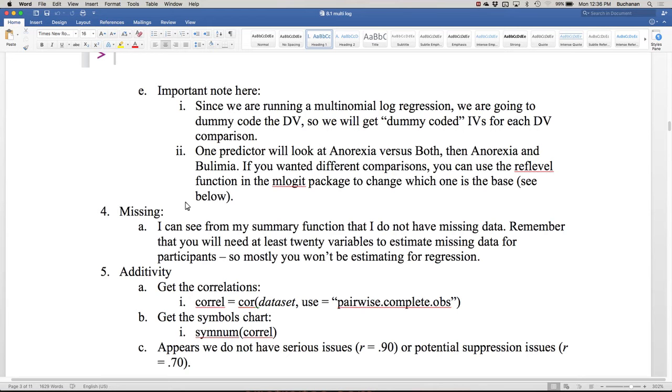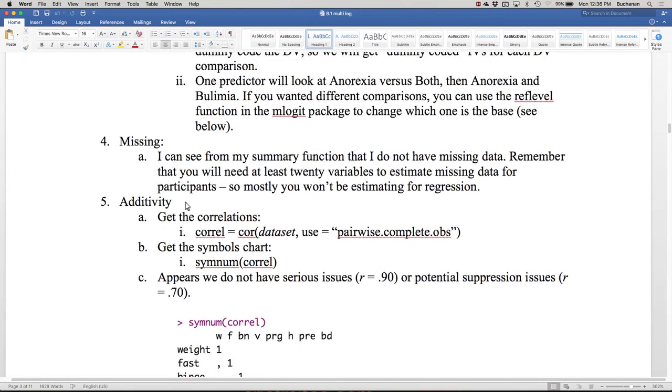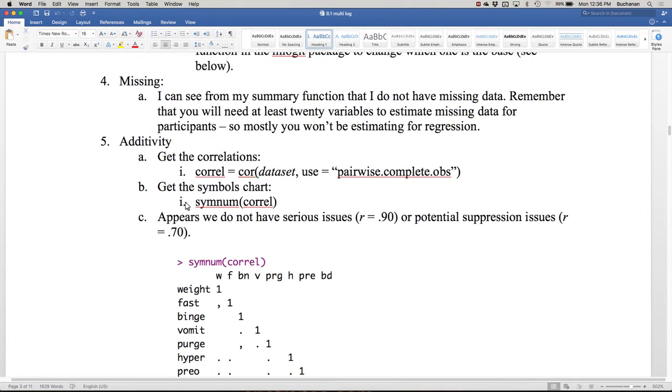Okay, so I don't have any missing data. Woohoo! Next time we're going to talk about EFA. I love EFA. And we'll get to estimate missing data again. You understand? Like, it's my favorite.